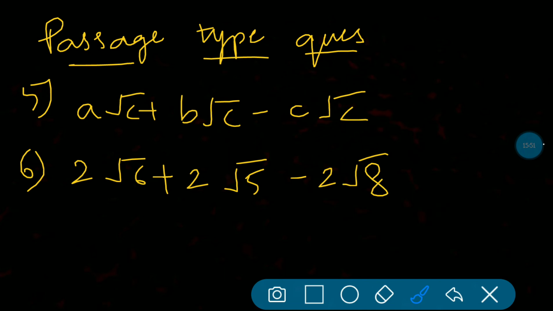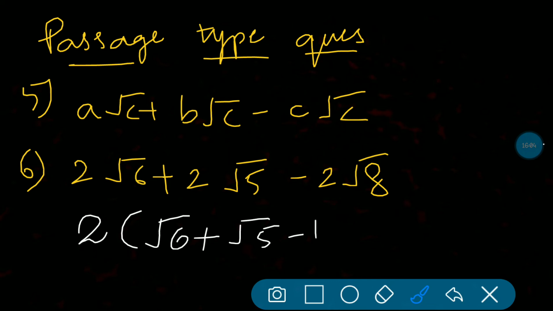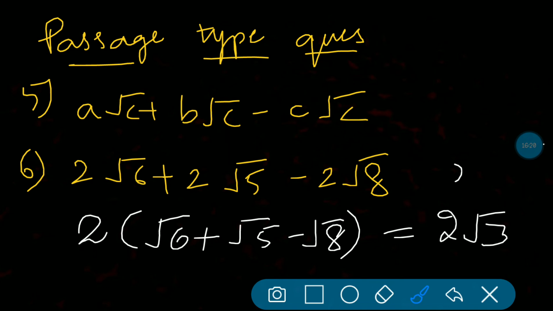Easy question, right? So how do we do this? I'll tell you. Now here you can see that the rationalizing factor for every number is the same. So we'll take that rationalizing factor common and all the irrational part inside. Right. Now how do we solve this? Root 6 plus root 5 minus root 8. Now 6 plus 5 is 11, 11 minus 8 is 3. So it is 2 root 3, which is option A.